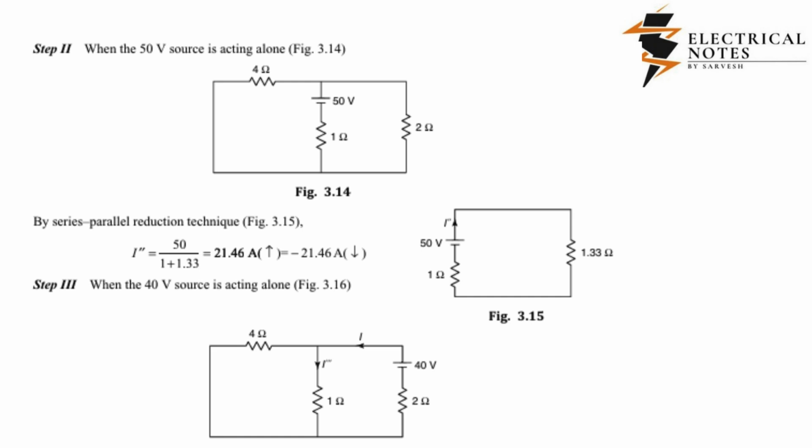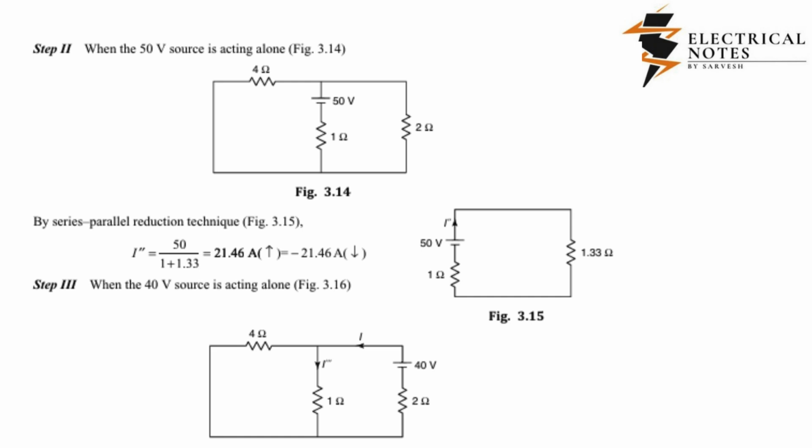By series of parallel reduction technique, figure 3.15. I = 50 / (1 + 33/46) = 21.46 A. Step 3. When the 40V source is acting alone, figure 3.16.